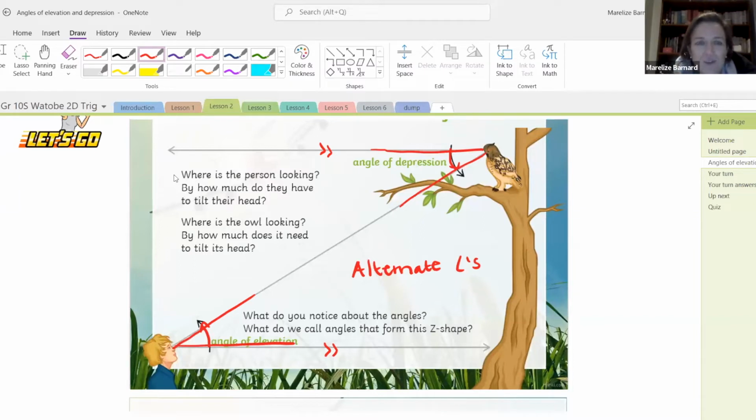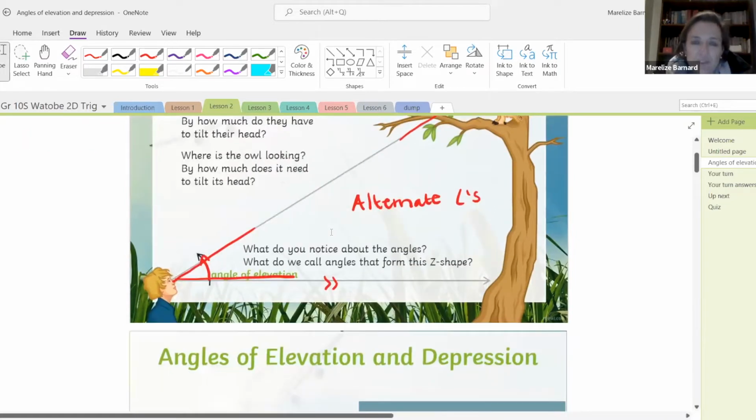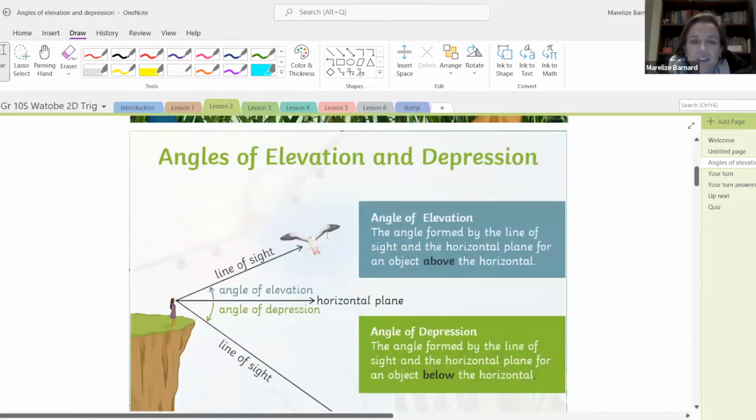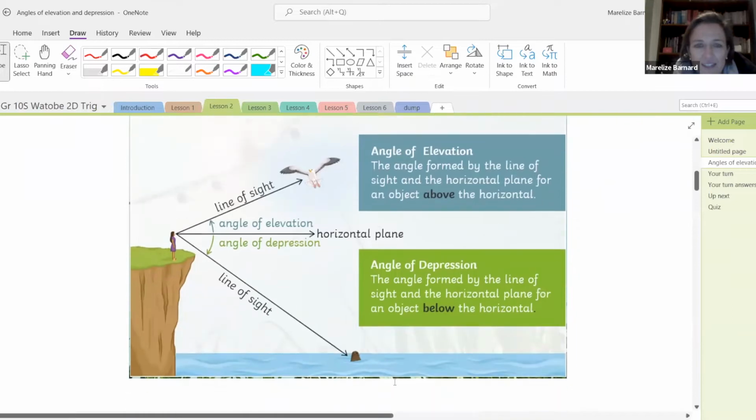Okay, so they are equal because they are on parallel lines and they form the Z shape, which are alternate. Okay, so there's a bit more. Another example, this girl over here is standing watching the bird, and this is her line of sight, and that's the angle of elevation. And at the same time, she is looking down at the seal over here, and that's angle of depression.